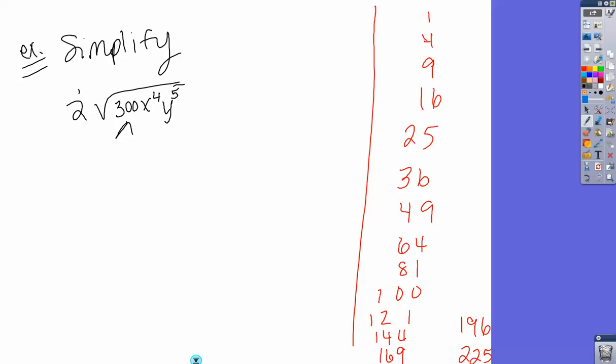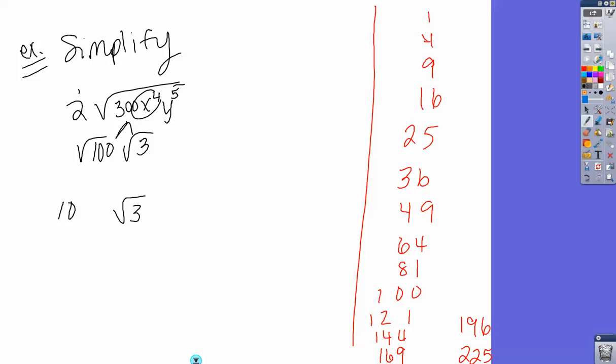So 225 doesn't go into 300. 196 doesn't go into 300. 300 divided by 169? No. 300 divided by 144? No. 300 divided by 121? No. 300 divided by 100? Yes. 100 times 3. Square root, square root. So now the square root of 100 is 10. The square root of 3 is the square root of 3. I can't do it. It's not a perfect square.